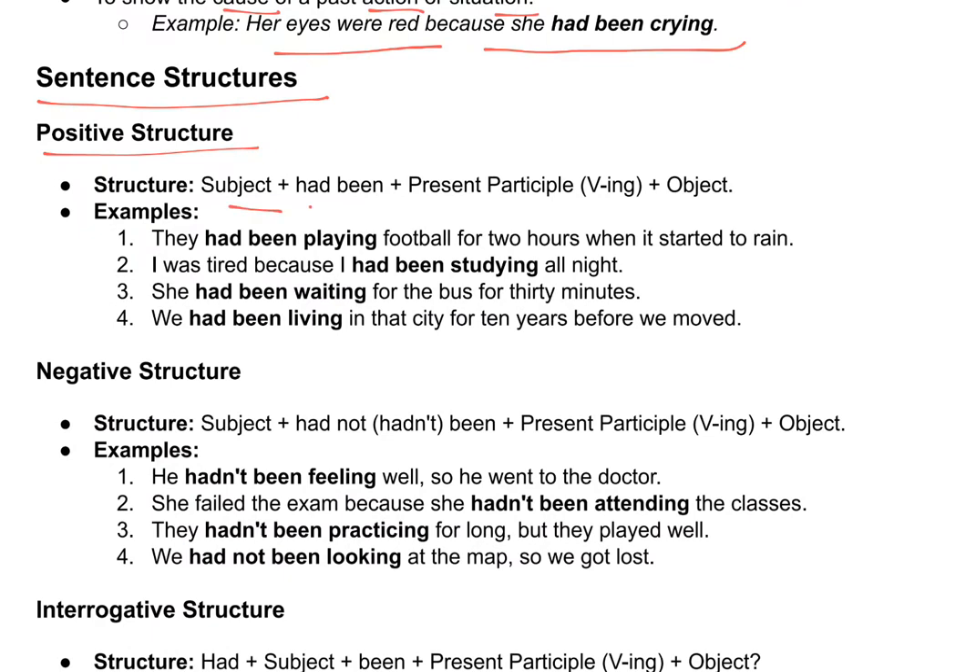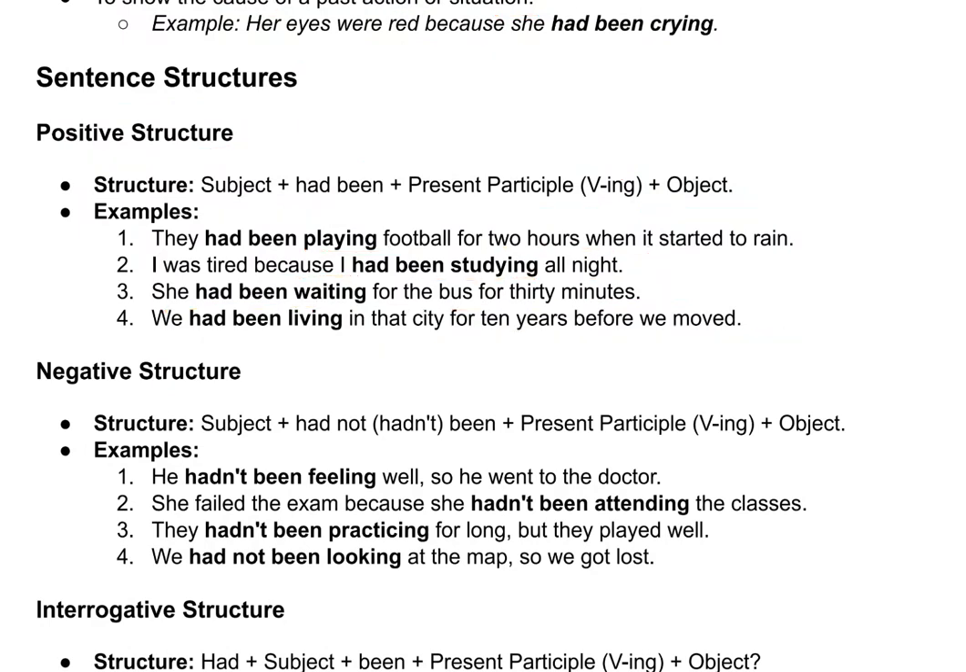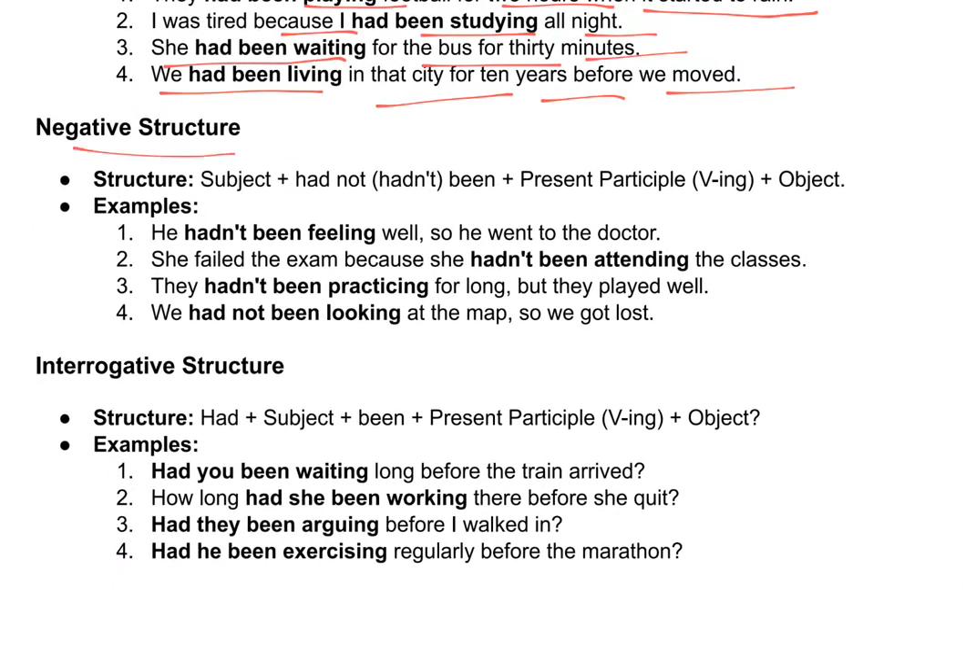Positive structure: subject plus had been plus present participle, verb in fourth form, plus object. Example: they had been playing football for 2 hours when it started to rain. I was tired because I had been studying all night. She had been waiting for the bus for 30 minutes. We had been living in that city for 10 years before we moved. So now discuss the negative structure.